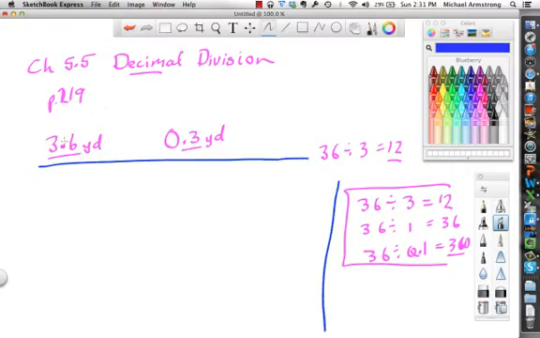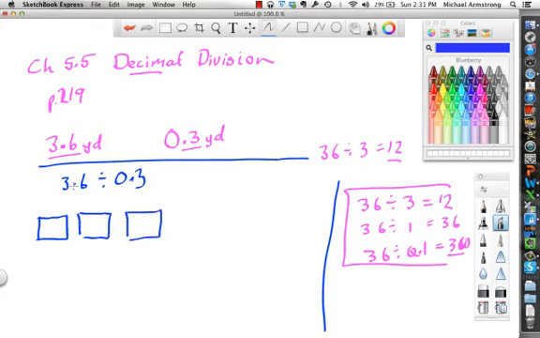Okay, so we're looking at 3.6 divided by 0.3. If we were to take our model of 3 wholes, 1, 2, 3, 0.6 means that I have 6/10ths, and these are our tenths models, 1, 2, 3, 4, 5, 6, and I'm going to divide it by 0.3. So it means I'm going to take 3/10ths away. If I take this group right here, that's 3/10ths. So that's like once. It's like one shopping bag. And if I took these 3, that's 3/10ths. So that's another shopping bag.